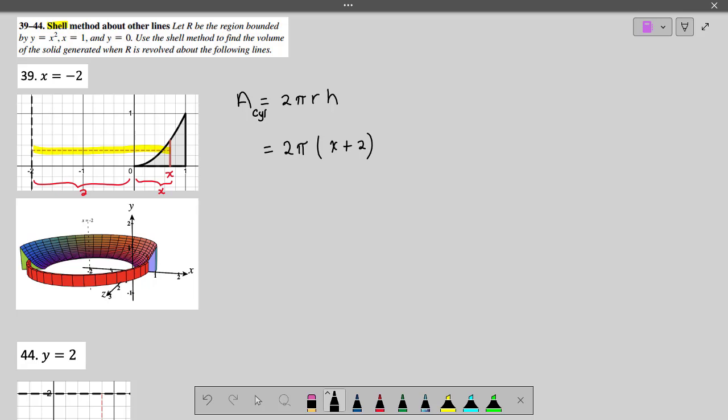And now we want the height. What would the height of our representative element be? X squared, because this function right here is y equals x squared. That sloped function is y equals x squared. So we are going to replace that height with x's.